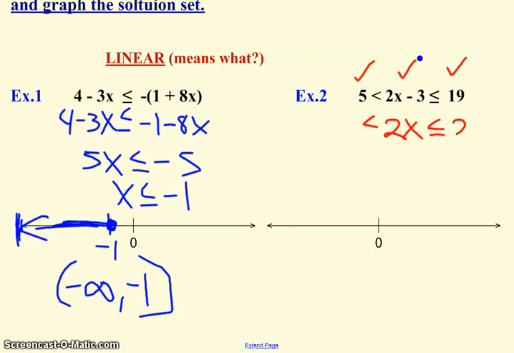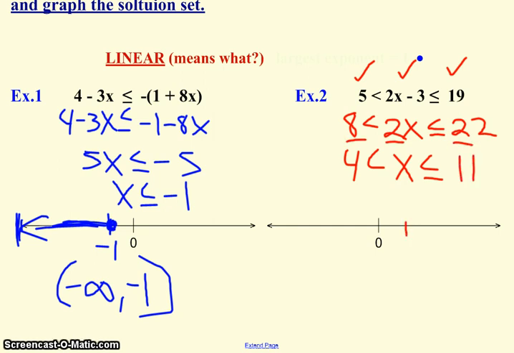So add 3 over here, add 3 over here. Then divide by 2 everywhere. So divide by 2 in the middle, divide by 2, divide by 2. So between 4 and 11. Open circle, closed circle, shade in between.